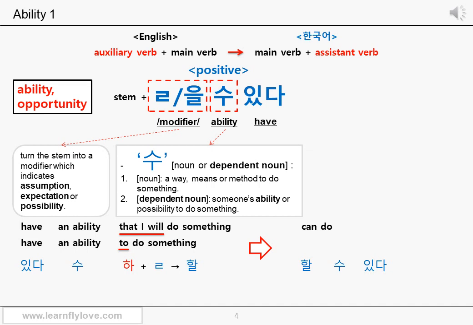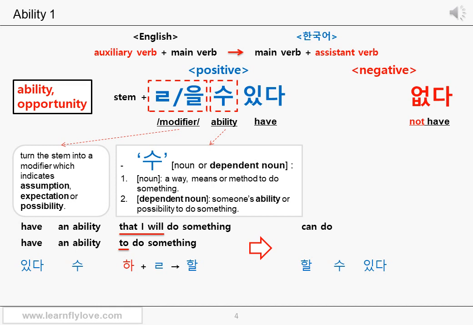This 수 있다 can be also used to indicate the possible situation in the future. You don't have to know that right now, but it's so obvious because you can use can for that purpose even in English. Then let's learn how to say you cannot do something. This one is very interesting. Do you remember the predicate which has the opposite meaning to 있다? We learned very well about this before. Yes, it's 없다. 없다, which means not have, doesn't exist, and something is not at a location.